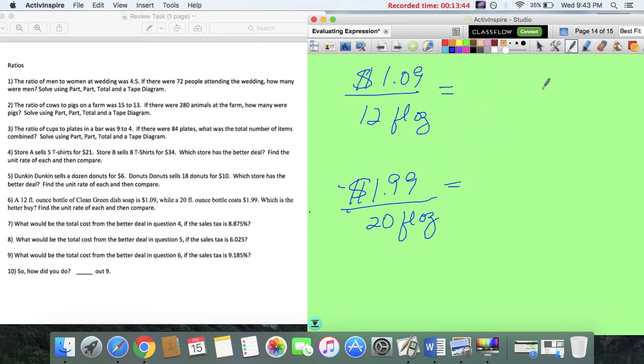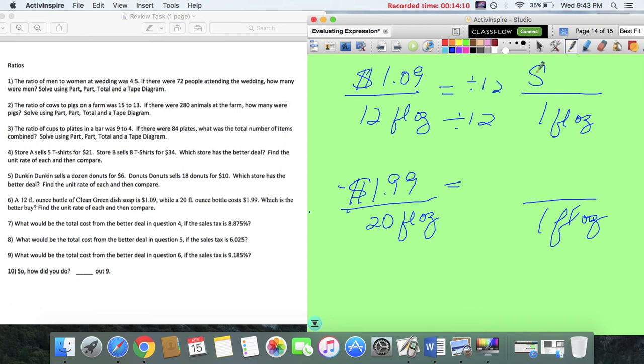Okay, so again, let's find out what one fluid ounce is over here, and over here as well. So here, divide by 12, then the top divided by 12. So 109 divided by 12. If you look at your calculator, it's going to say 0.0900 whatever 833. So we want to cut it to the hundredths. It's going to be 0.09. So 9 cents for every fluid ounce.